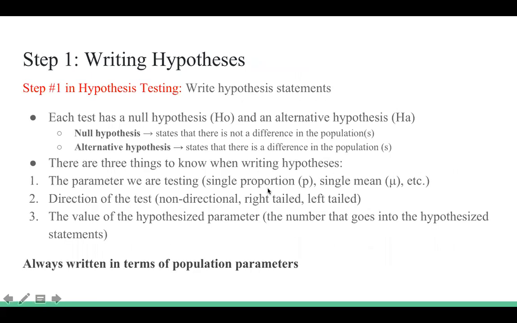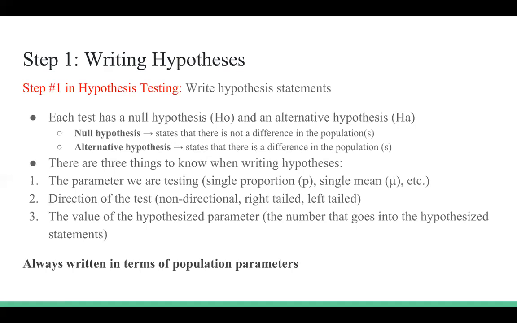So the first step in hypothesis testing is writing hypotheses. Each test has a null hypothesis and an alternative hypothesis. You'll see the null hypothesis indicated as H sub 0, and the alternative hypothesis written as H sub A. The difference between the two is that the null hypothesis states that there's not a difference in the populations, while the alternative hypothesis states that there is a difference in the population.